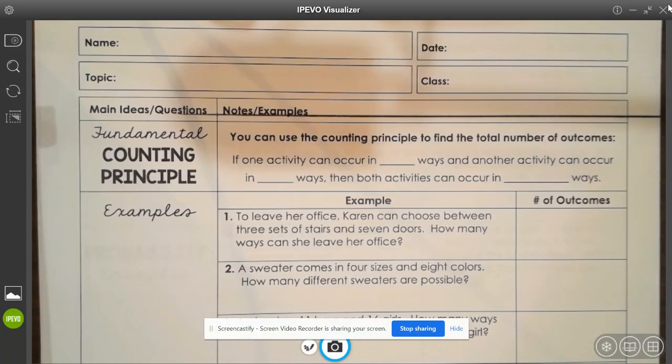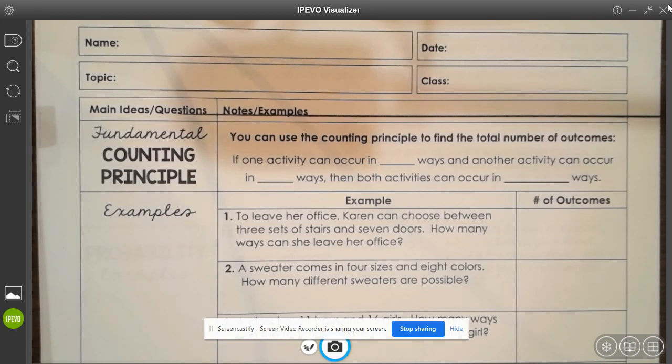Okay, students, so this week we're going to talk about the counting principle, the fundamental counting principle, that's how it's called. All right, so what it is that you're just multiplying. You have different options, you multiply.